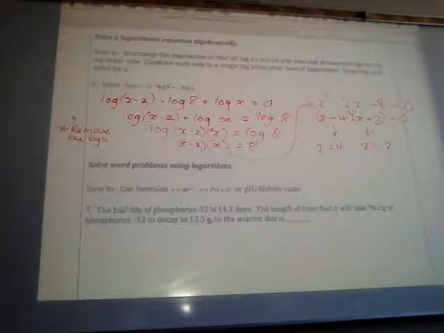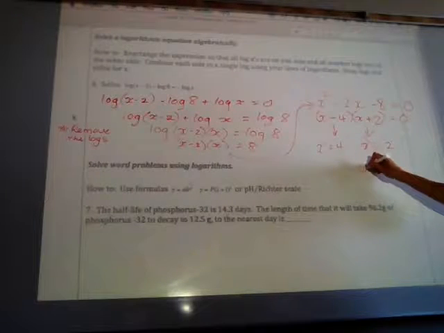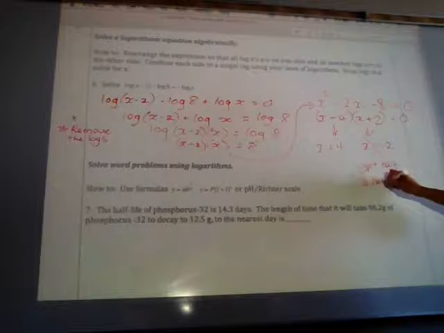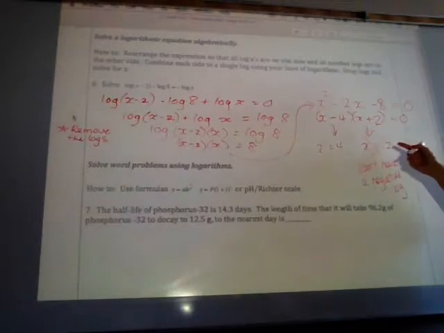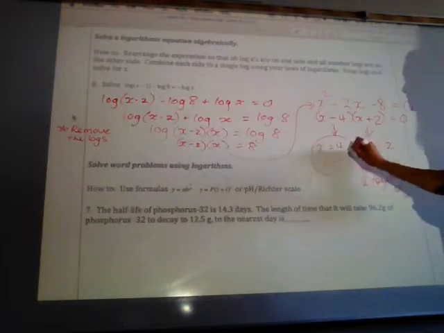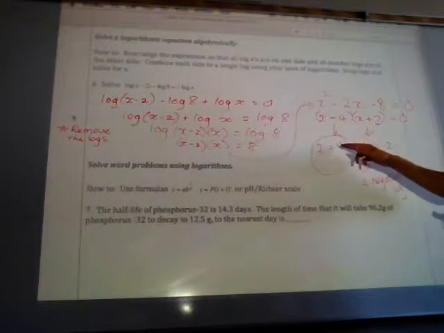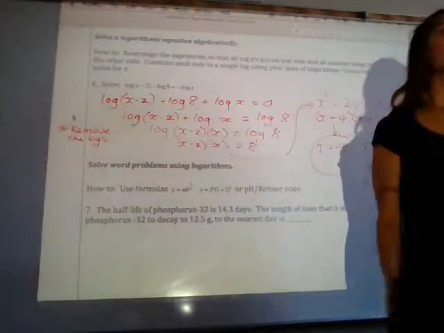What is the extraneous solution? Negative 2. You cannot have a negative log. So negative 2 would not be a solution, but x equals 4 would be a solution. And you can always verify your solutions by subbing them back into the equation.